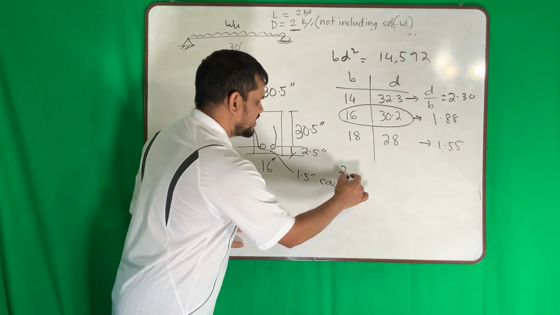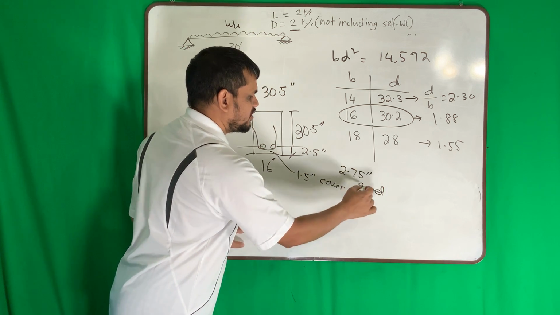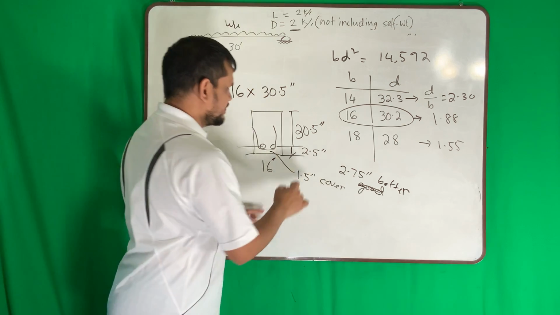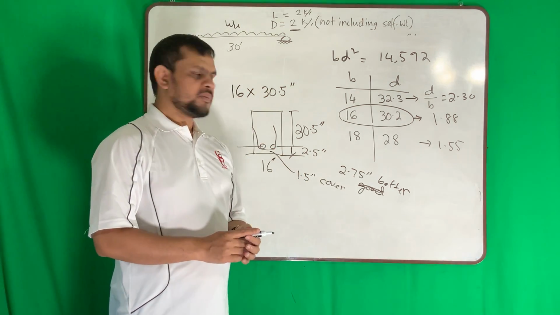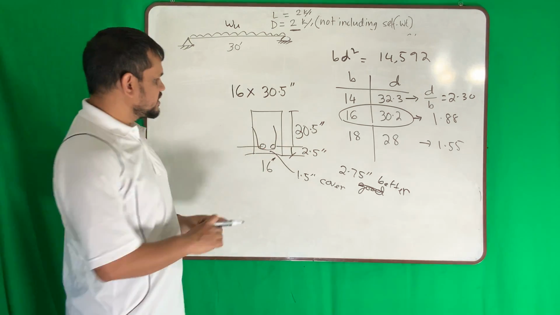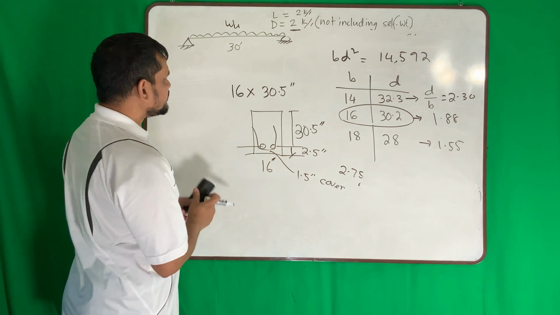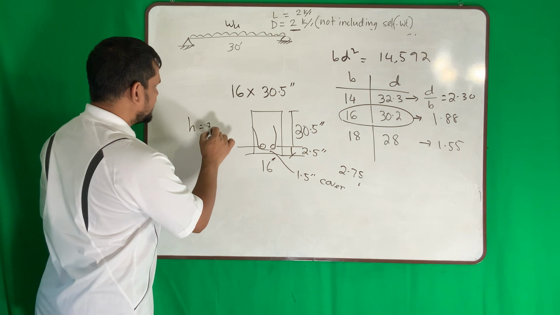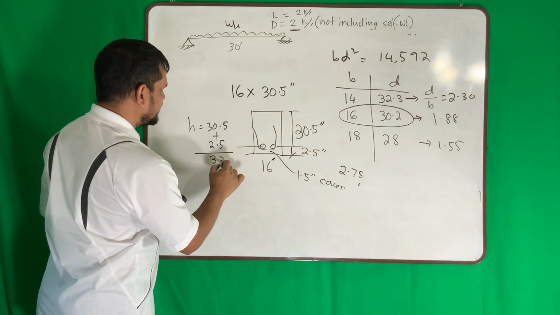But again, 2.75 is good to be. Not good, is better. Yes, better. Can we use 3 inch? Yes, then you will have sufficient space to cover it. But 2.5 is a very tight design. Still, I will use this because I do not want to waste material here. It means my H will be 30.5 plus 2.5, which is 33 inch.